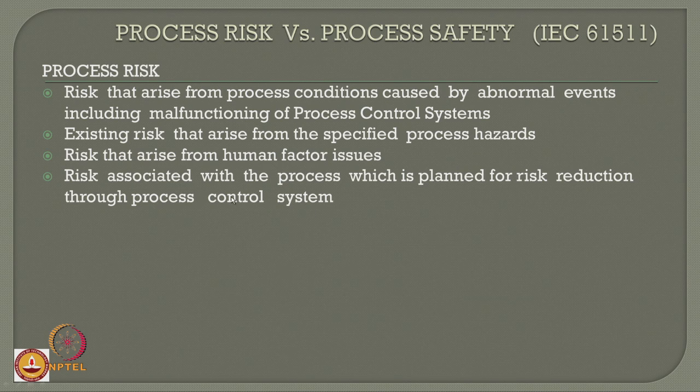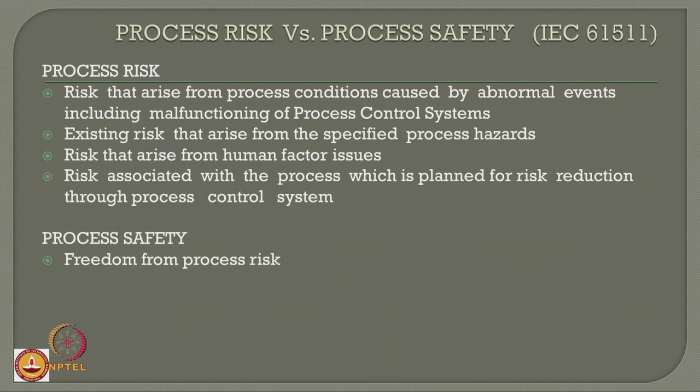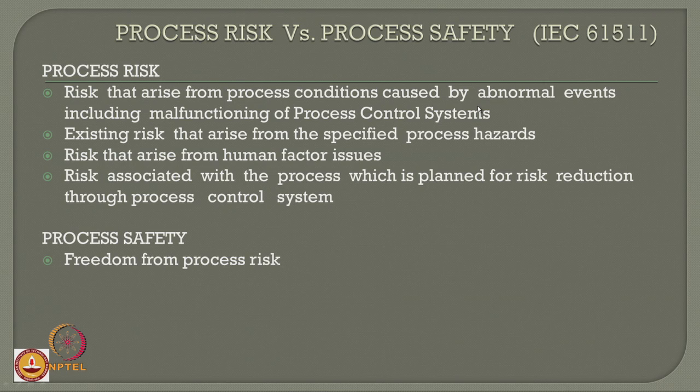So, all these become a part of process risk, whereas process safety is actually freedom from the process risk. So, you do not want any risk occurring from the process, you call that process safety, whereas process risk is addressing many areas which arise from the existing conditions of abnormal events, malfunctioning of equipments, human factors and risk arising from specified process hazards.